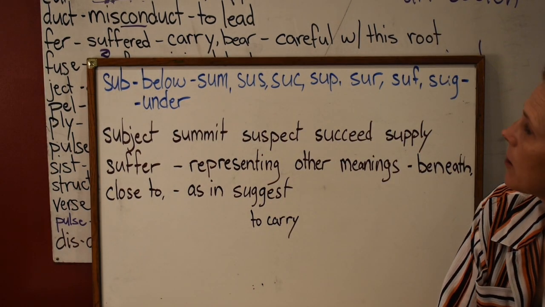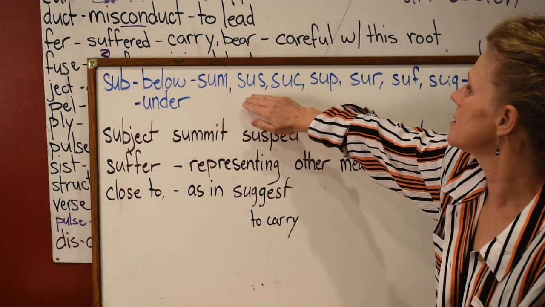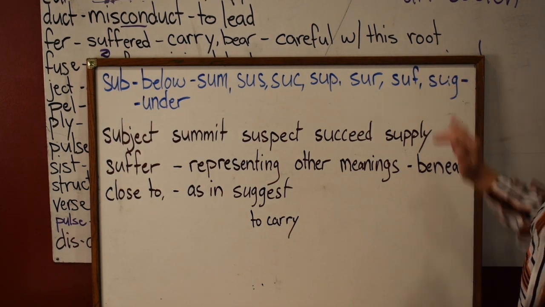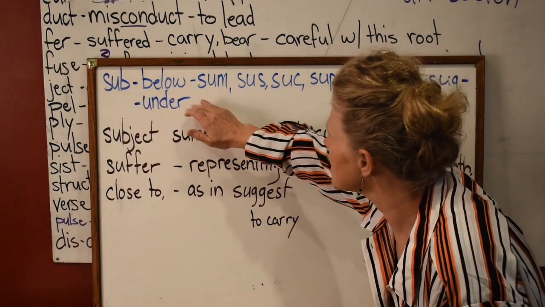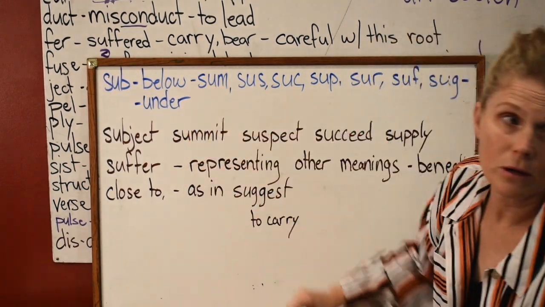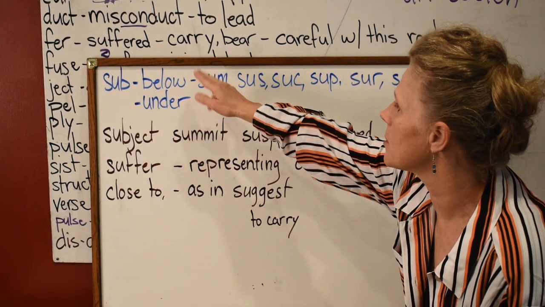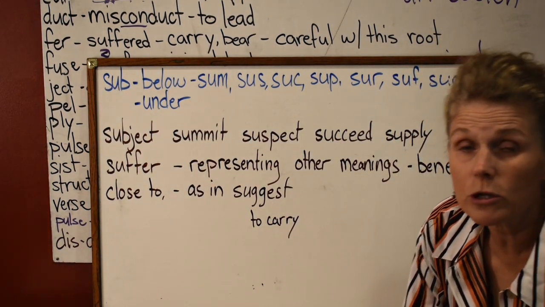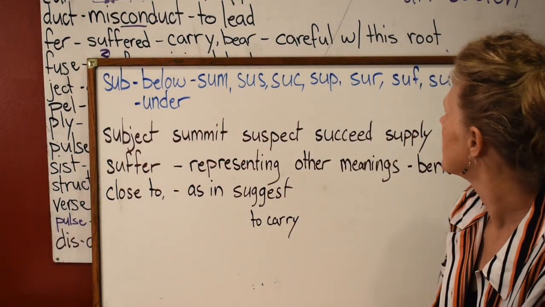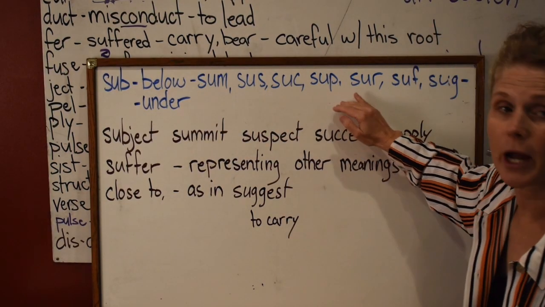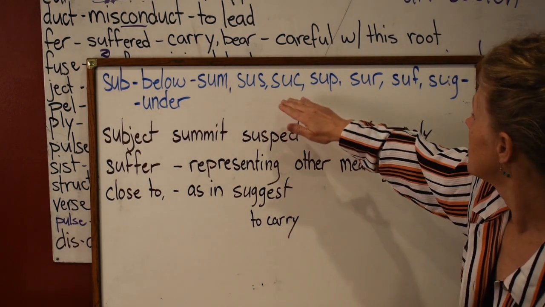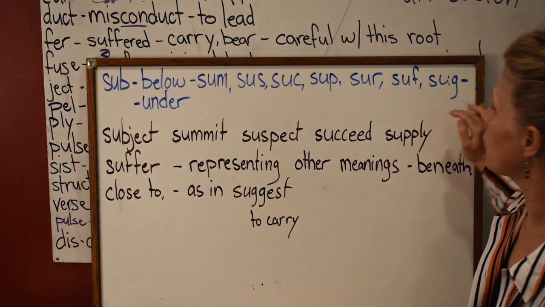Let's go through these, Daniel and Paul. Sup, sum, sus, suc, sup, sur, suff, sug. Under. It means under, it means below. Below, under, it doesn't matter. Whichever word you're putting it on, whatever root you need it to be is what it's going to be. You need to memorize how to spell these, you guys. I already know how to. All of them. You need to study these and know them.